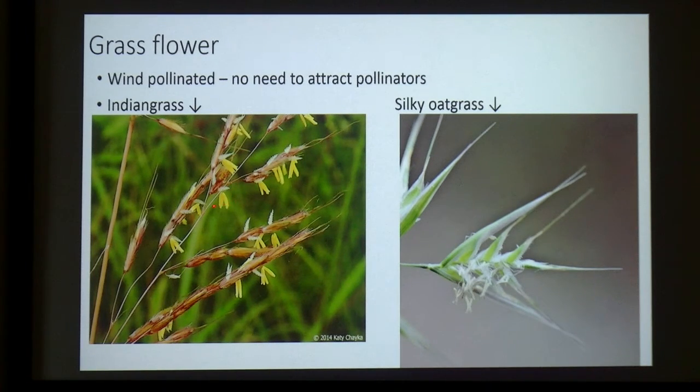Now this is Indian grass, and that's a warm season grass. This is silky oat grass, and it's a cool season grass. But again, you've got the stamens hanging out, and you've got the little white stigmas, female parts, to catch the pollen. So it's very well designed to have wind do the pollination work for it.